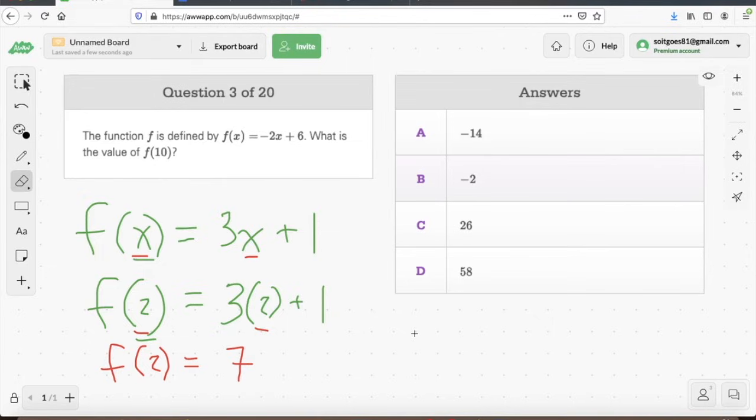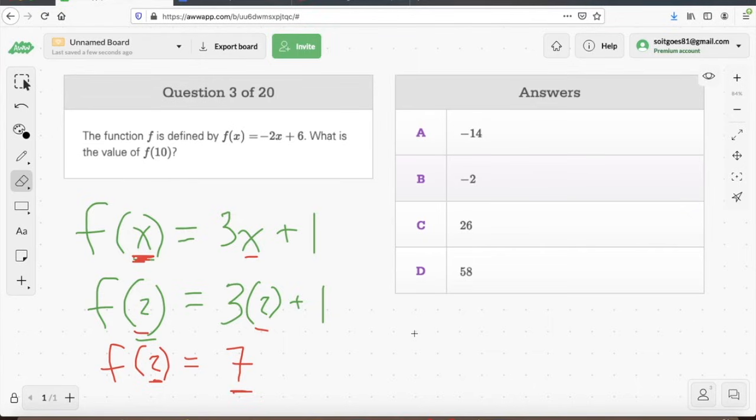So when your input, and this is how I recommend thinking of functions, x is your input. When 2 is your input into the function, your output is 7. Inputs and outputs. X is your input, f of x is your output, or f of 2, or f of 3, or f of 4 is your output for whatever that input x is. Let's do it again.